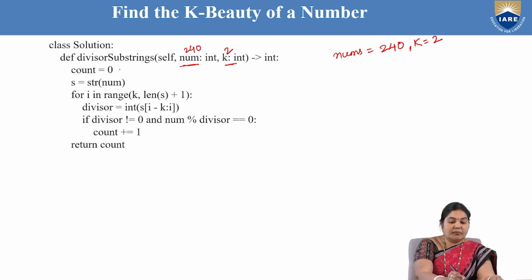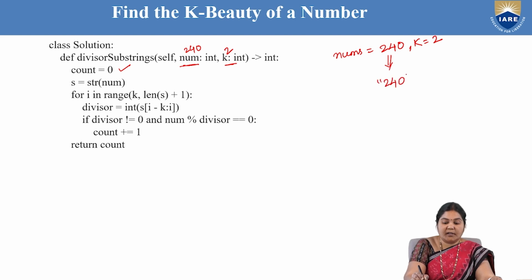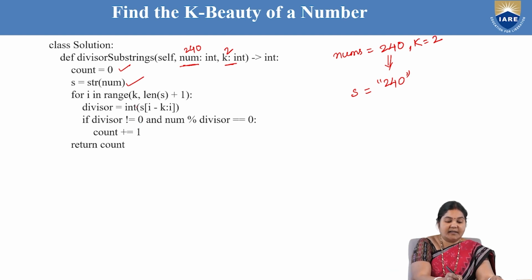To count the number of k-beauties, we have taken a variable count is equal to 0. Now what is the first step? We have to find substrings. So we have to convert the number into a string. We will convert this number into a string 240 using the str function. So now my s is equal to 240 as a string. Now how to form substrings? For finding substrings, let us run a loop till the end of the string. From where we will start? For i in the range of from k.